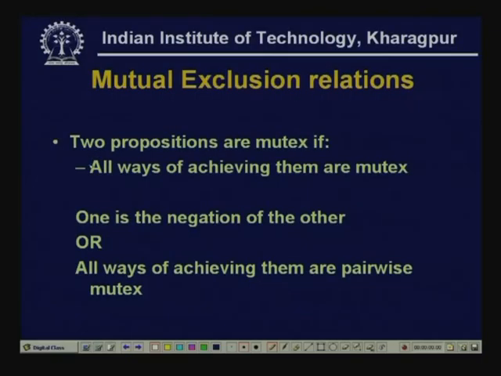Now, two propositions are said to be mutex if all ways of achieving the propositions are mutex. Now, when would we say this? For example, suppose one proposition is the negation of the other. So, P and not P are mutex because both of them cannot be simultaneously true at a state. Two propositions are also mutex if all ways of achieving them are pairwise mutex.